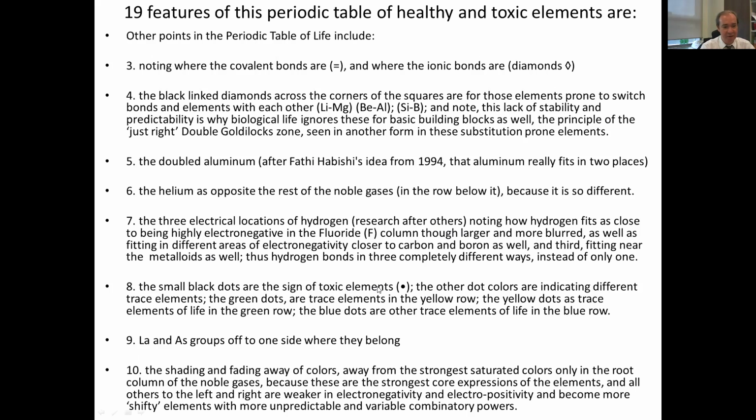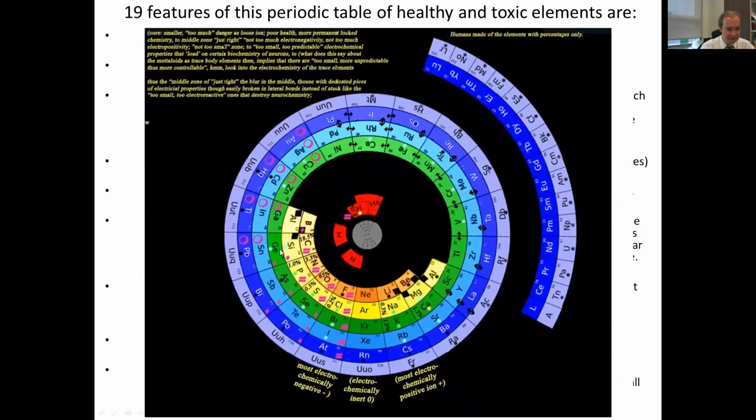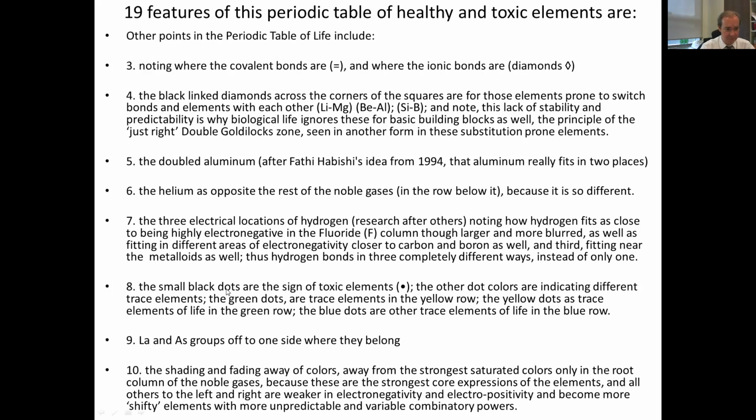Nonetheless, small black dots are toxic elements. You can see some of those here. This is not exhaustive, but lithium, beryllium, other things, cadmium, mercury, all those things that we know, all of these, polonium, bismuth, lead, tellurium, those are quite toxic.